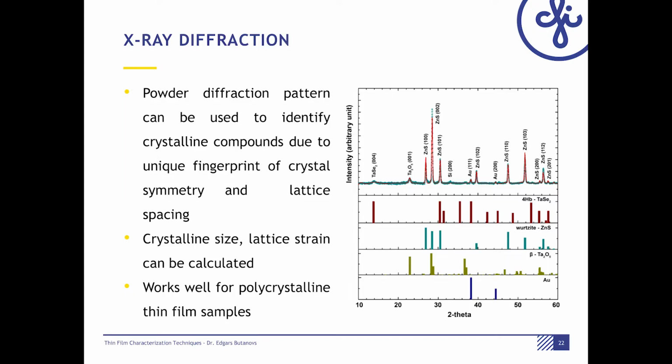If you do further fitting of your obtained X-ray diffractogram, you can also determine crystallite size and lattice strain. It works well for polycrystalline thin film samples. However, when you start to get some texture or your films are perfectly monocrystalline, you will only obtain a few peaks, and then you can do some other measurements. In that case, powder diffraction can be used just for, let's say, phase identification.